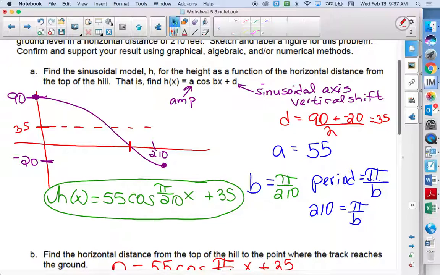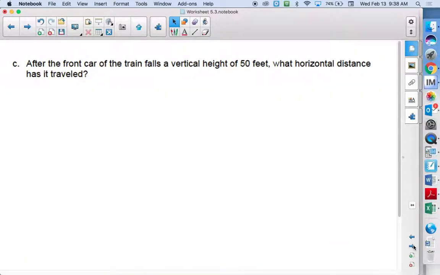So the second question says, after the front of the car falls a vertical height of 50 feet, what is the horizontal distance it has traveled? So similar, except instead of it reaching the ground, it's falling a vertical height of 50 feet. What do you do with that vertical height of 50 feet? So it's falling 50 feet.